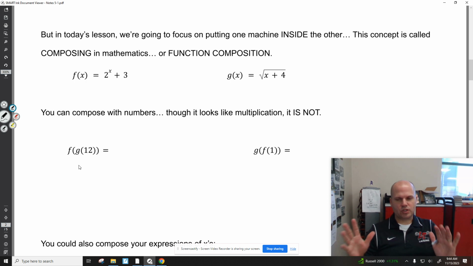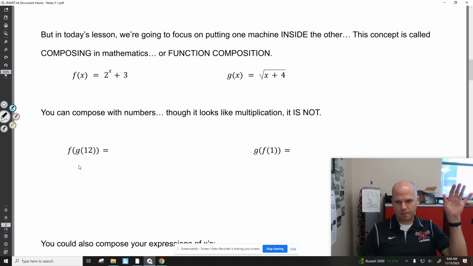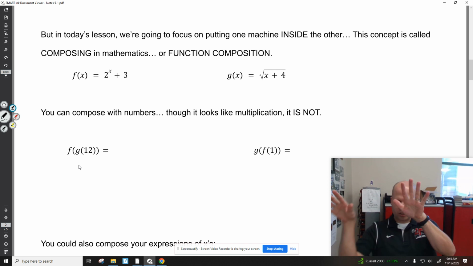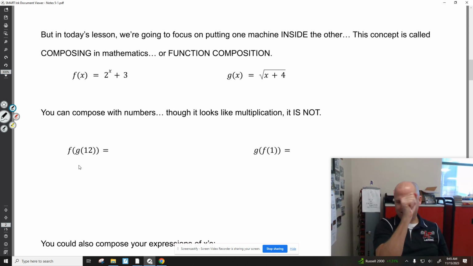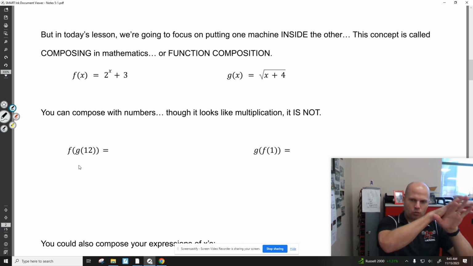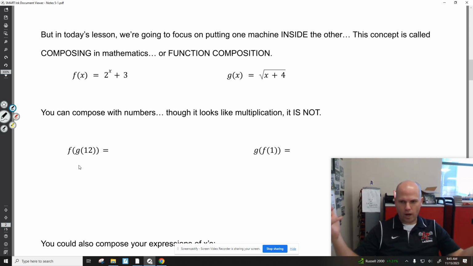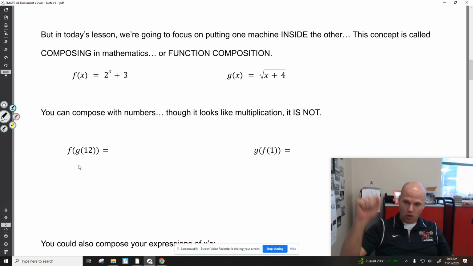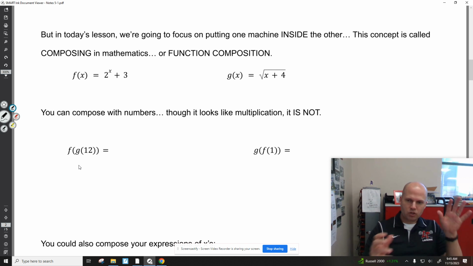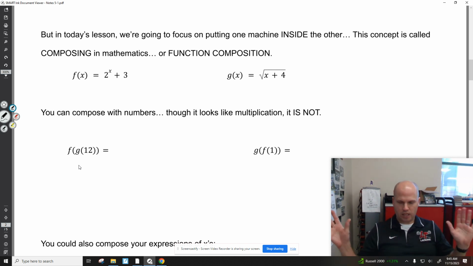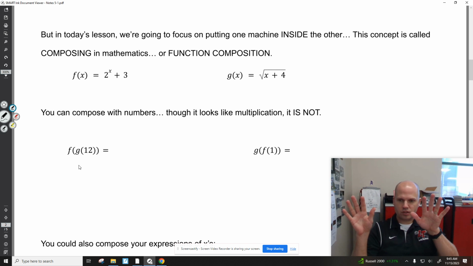What I was referencing earlier is sometimes we want to combine machines. Sometimes we want to take an input, plug it into our first machine. Our first machine does work. Then we take that output from my first machine, plug it into my second machine. It does work. We get one output after an input goes through 2 machines. This is called function composition. It's putting one machine inside of another, but it's really doing 2 machines to one input.